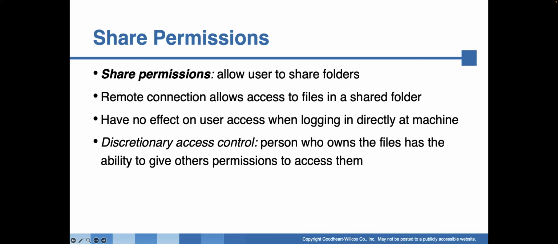Remote connection allows access to files in a shared folder. Again, share permissions have no effect on user access when logging in directly at the machine. Share permission is a discretionary access control, where a person who owns the file or the folder has the ability to give others permissions to access them.